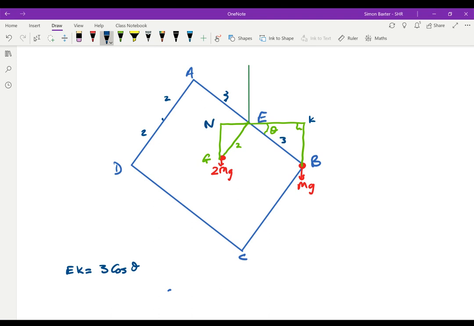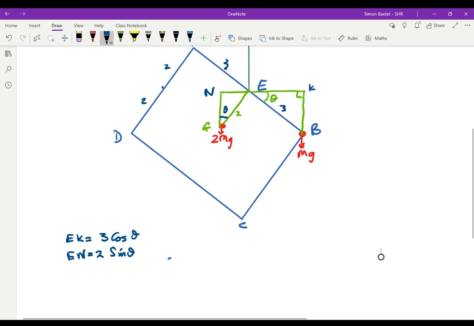Where is theta in all this? Well, theta is the angle here, which if we go opposite, that is the angle theta as well. This one must be 90 minus theta. If that's 90 minus theta down here, we must have an angle of theta. So let's put theta in. Oh, it's going in blue, but never mind about that. And then the length of EN is going to be 2 sine theta.